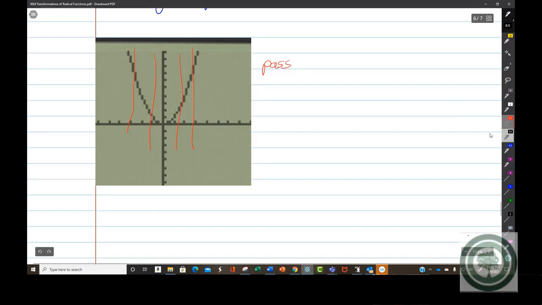This is y equals x squared, my favorite function. Passes the VLT. Smiley face. However, get ready for frowny face. Sad face. It totally flunks the horizontal line test.